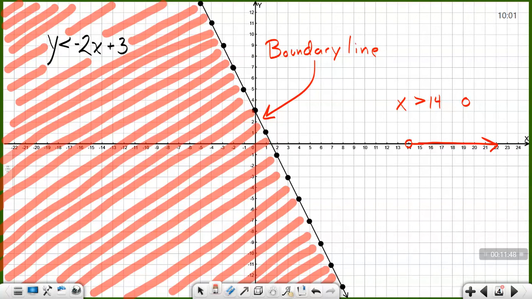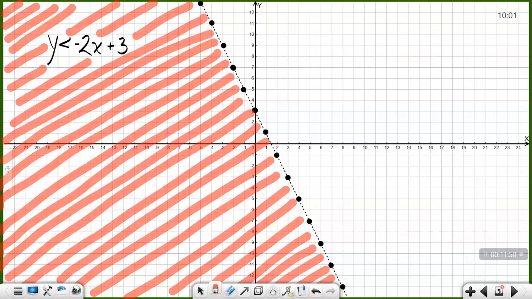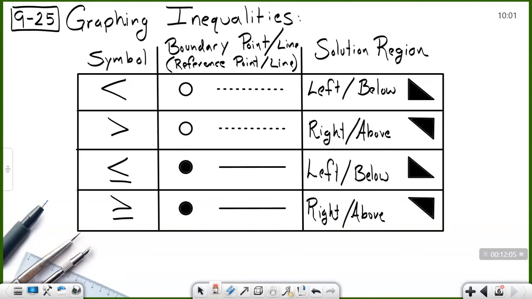So instead of a solid line, we are now going to make a dashed line or dotted line when it is not equal to. And that's how we represent an inequality where it's not allowed to be equal to that line. It's everything up to, but not including that line. So let's summarize all of this with our final notes. Here are your notes on graphing inequalities.